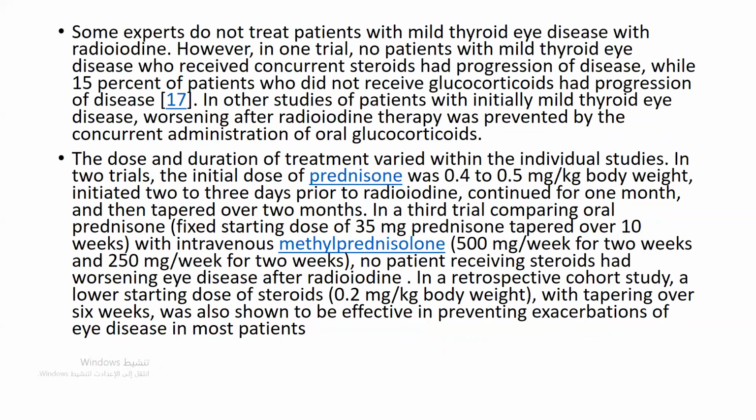The dose and duration of treatment varied within the individual studies. In 2 trials, the initial dose of prednisolone was 0.4 to 0.5 milligram per kg body weight, initiated 2 to 3 days prior to radioiodine, continued for 1 month, and then tapered down.